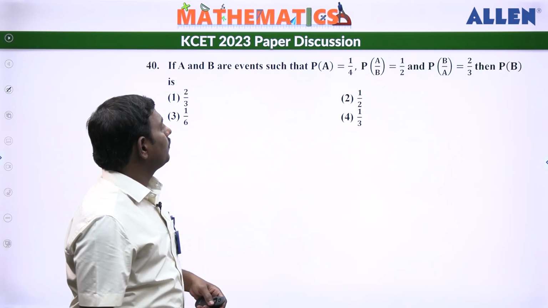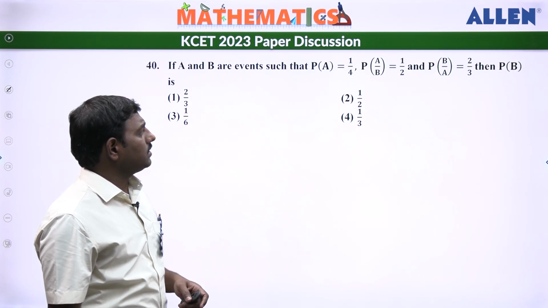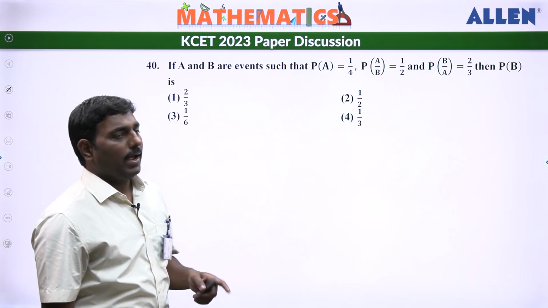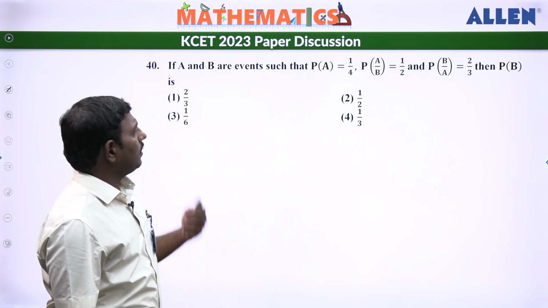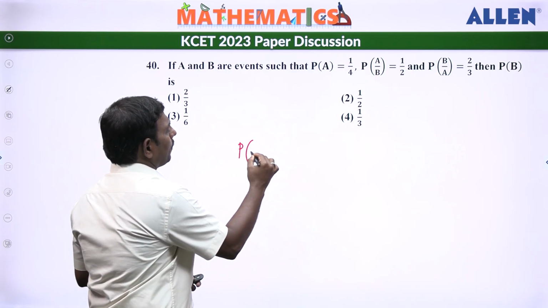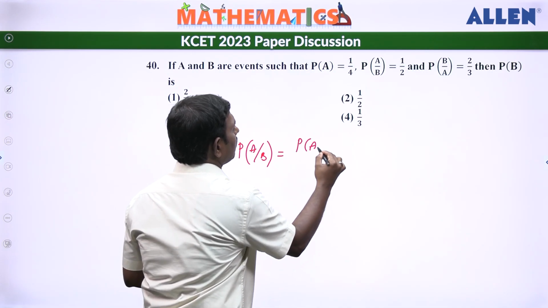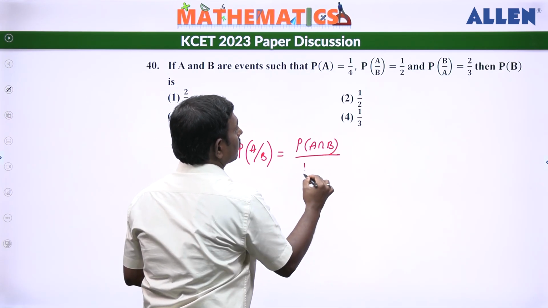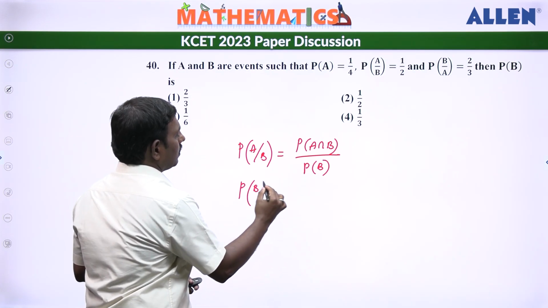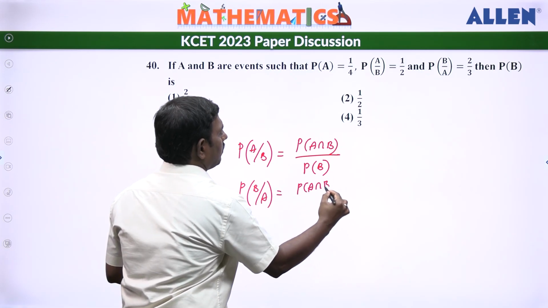Next, question number 40. If A and B are events such that P of A is 1 by 4 and P of A given B is 1 by 2 and P of B given A is 2 by 3, then we need to find the P of B value. So these are directly formula based questions. So P of A given B is equal to P of A intersection B by P of B. And P of B given A is equal to P of A intersection B by P of A.